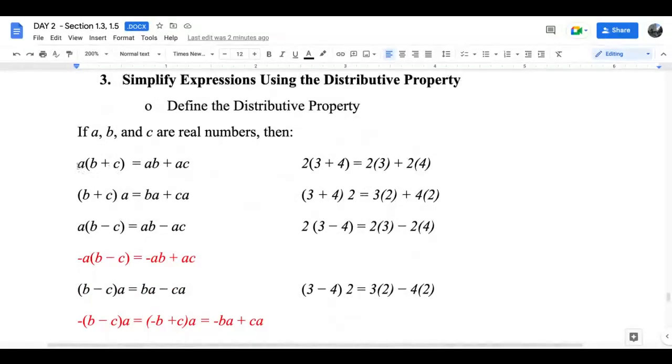Distributive property. Right? If we have A times the binomial B plus C, we can distribute A to the binomial. So that's AB plus AC. If you have B plus C times A, we can also distribute A into B and C. So we get BA plus CA.